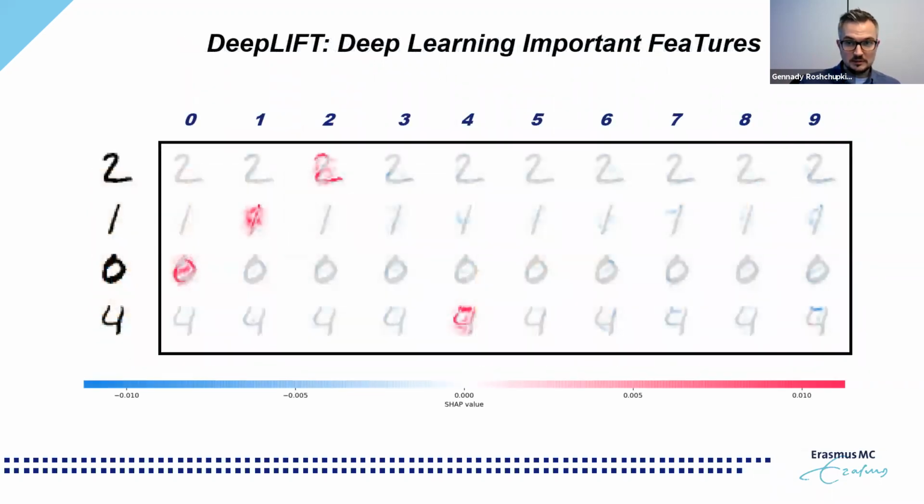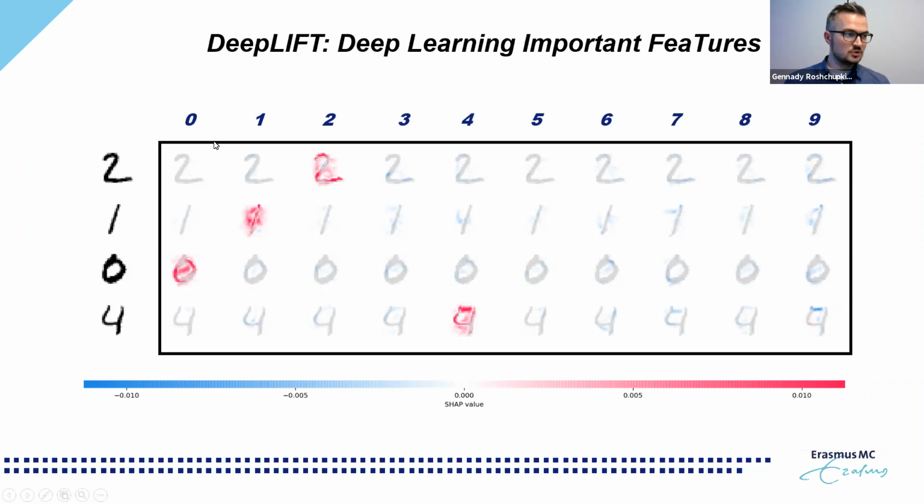Another popular library for the interpretation of deep learning is DeepLIFT. It works differently compared to Grad-CAM and some others. It uses information about the activation of different neurons in the deep learning network. In this figure, on the left you see the input images, and on the top you see the different classes it could be, any digit from 0 to 9. And in the box, you see how the network looked at this image to make the classification.